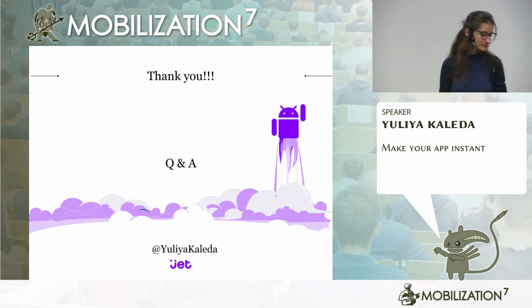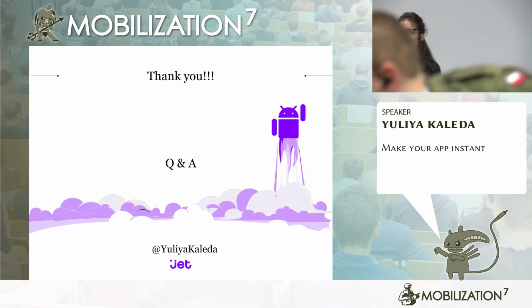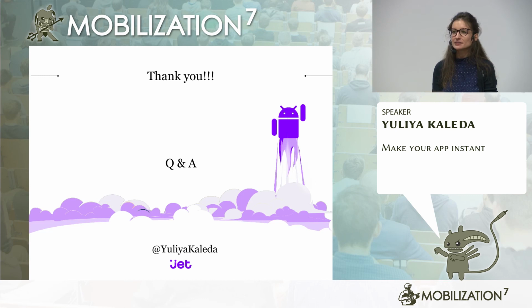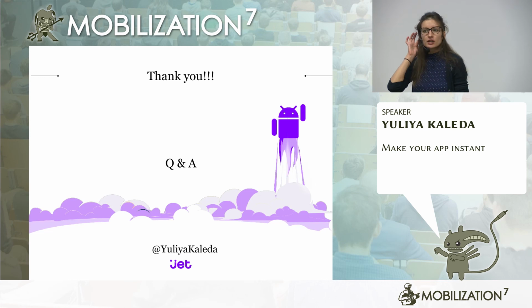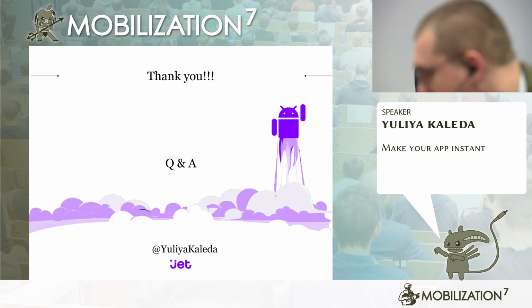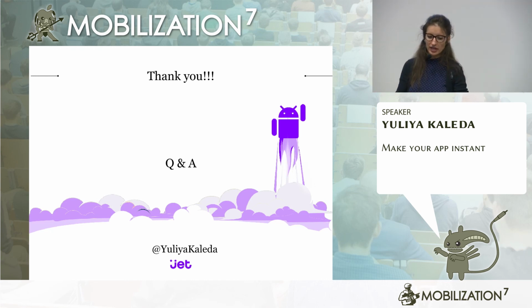One more question. You said that there are some limitations in the features you can use, like notifications are not supported in instant apps. How about the other features, like location, camera? Are some of them supported? Awesome. The question is, there are some features that are not supported in instant apps. What are the features apart from notifications?